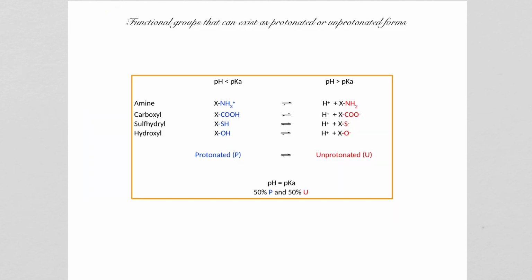In previous videos, we mentioned that biomolecules, such as amino acids, proteins, fatty acids, and then we have drugs. Biomolecules and drugs often tend to have functional groups which can exist either as their protonated form or their unprotonated form. So common functional groups that can exist as protonated or unprotonated include amines, where the protonated form is positively charged, the unprotonated form has no charge or neutral.